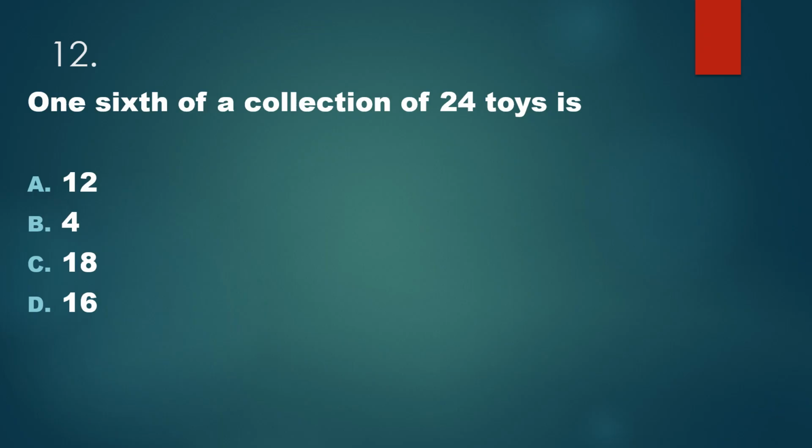Question 12. 1/6 of a collection of 24 twice is. So 1/6 means 1 by 6 into 24 twice. We know that 6 ones are 6, 6 fours are 24. So how many twice are we getting? 4 twice. So option B is your correct answer.